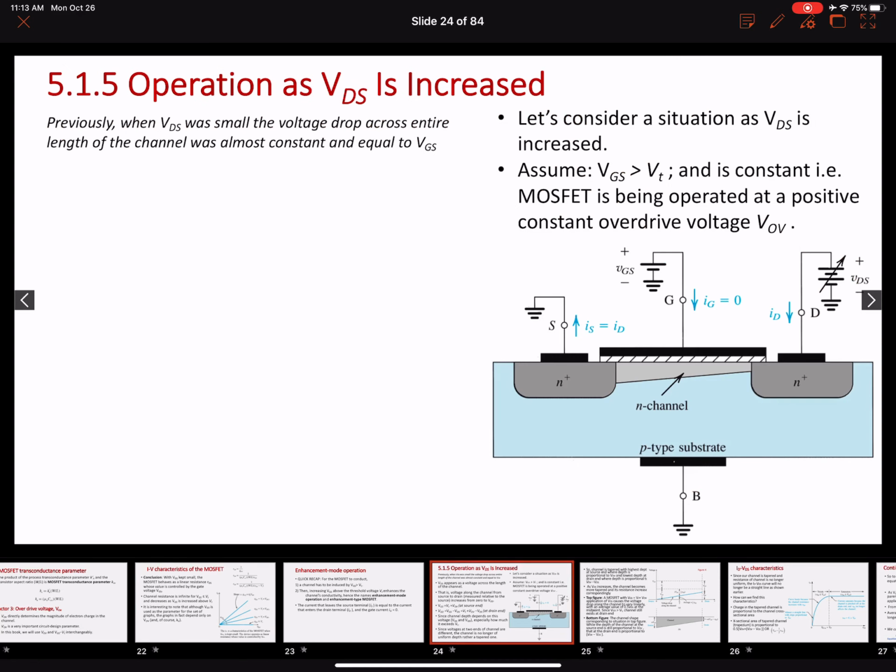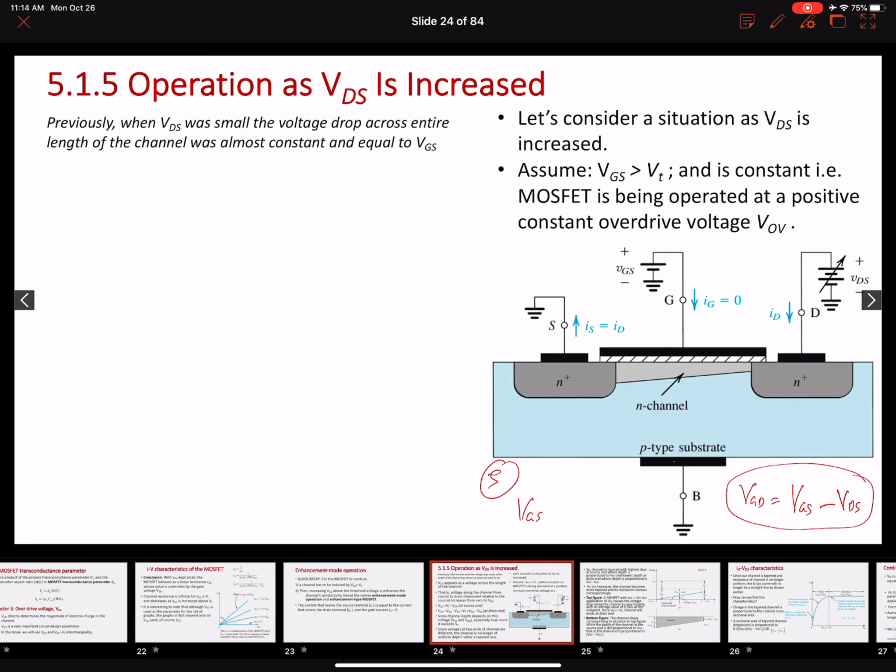What will happen when the VDS is no longer small and it increases? When the VDS increases, if we look closely at the source end, the voltage that appears at the source end is equal to VGS. And the voltage that will appear at the drain end, or gate to drain voltage, is equal to gate to source voltage minus drain to source voltage.